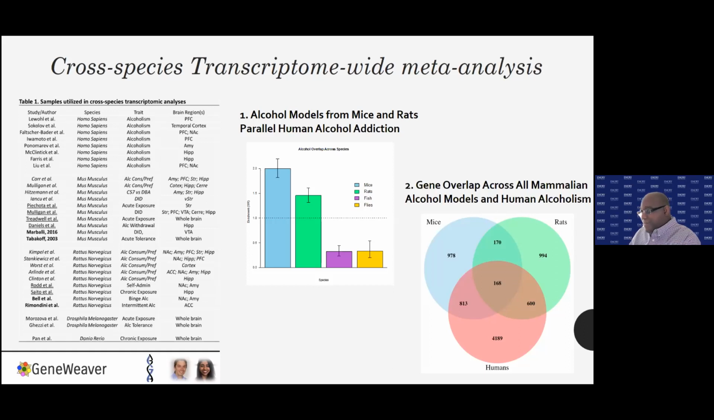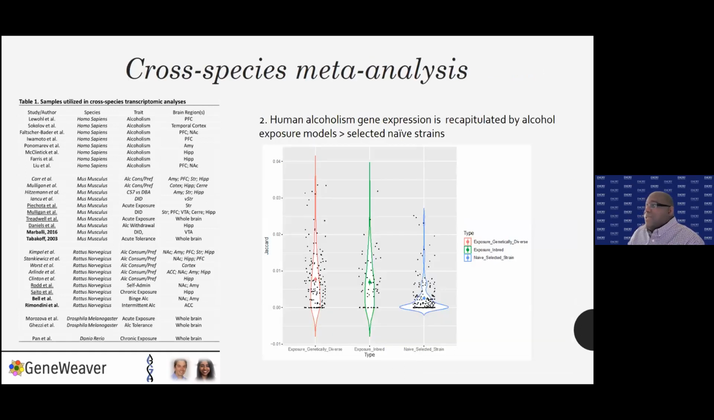So I think there's still a lot more work that needs to get done as we get more data to figure out which brain regions are most relevant, and which species might be driving the results. But when we compare the transcriptome findings, one of the things we noticed is that exposure models, mice and rats that were exposed, seem to be best at capturing human alcoholism-related gene expression.